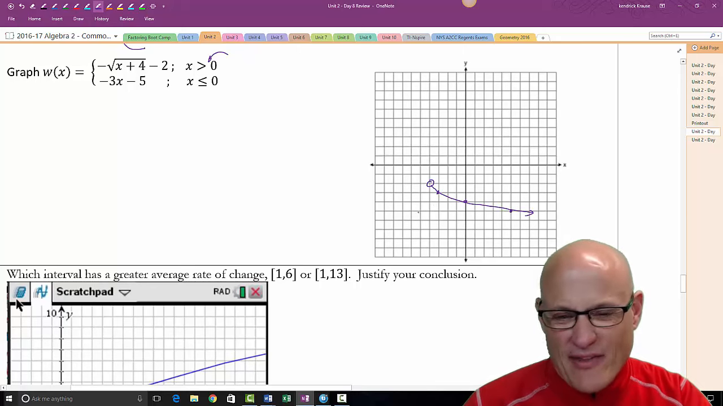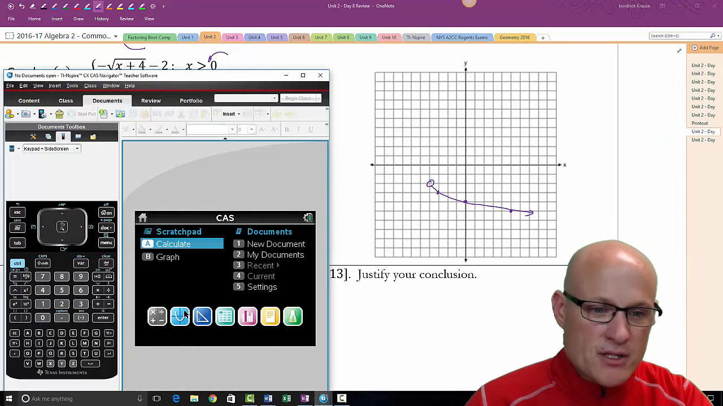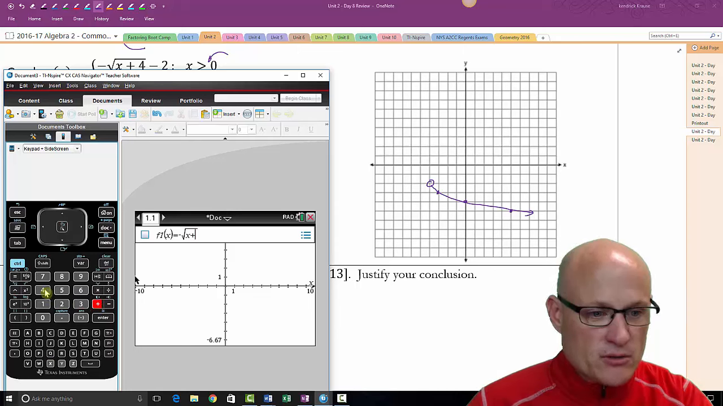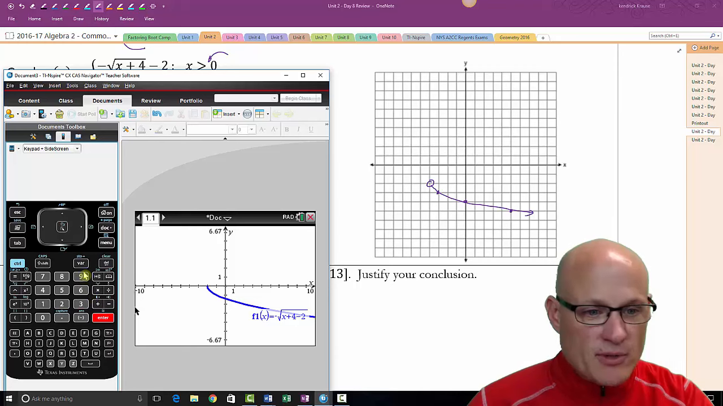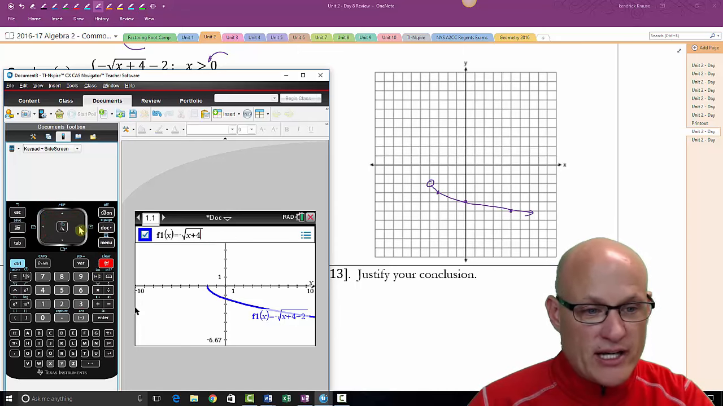Now, if you don't believe me on that one, one of the things you can do is just come over to your graphing calculator, hit this, and then type it in. Negative square root of x plus 4 minus 2. Enter. Oops, somehow we didn't get the minus 2. Oops, minus 2 went on the inside. That's a big mistake. You got to make sure you get it on the outside with that minus 2, hit enter.